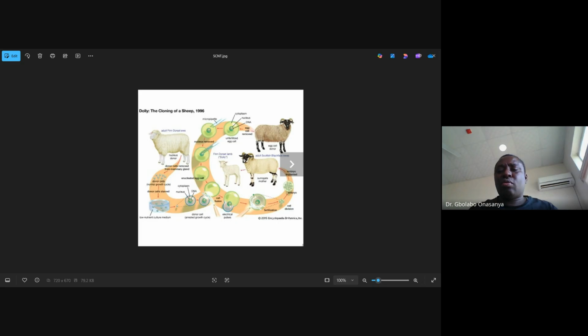That is how somatic cell transfer is performed. You can do it in any organ. Isn't it interesting? That is how a transgenic organism is produced.